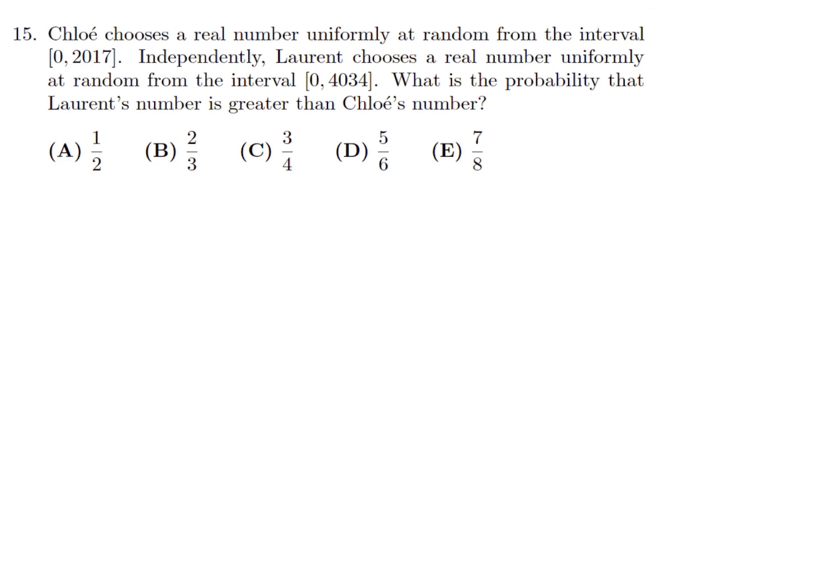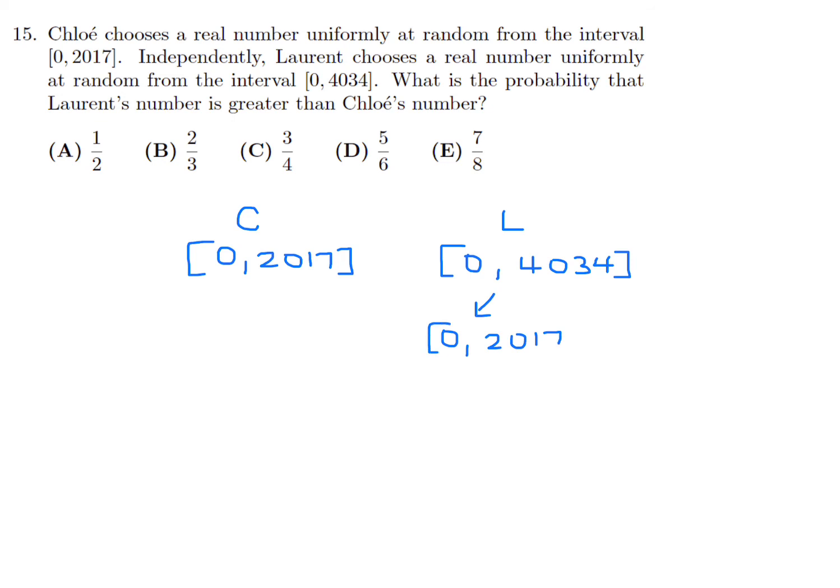Okay. Well, we have 0 to 2017 in this interval. And the other interval is from 0 to 4034. Now, this interval we will break up into two segments, one from 0 to 2017 and the other from 2018 to 4034. Now, any number that is chosen in here will be greater than any number here.